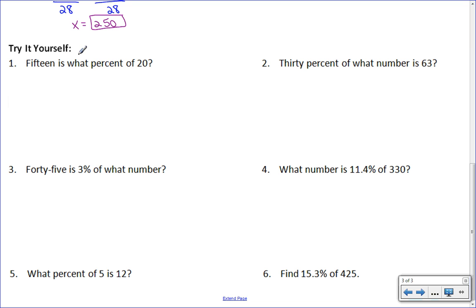Okay, for number 1, we should have gotten 75%. For number 2, 210. For number 3, 1,500. Number 4, 37.62. Number 5, 240%. And number 6, 65.025.